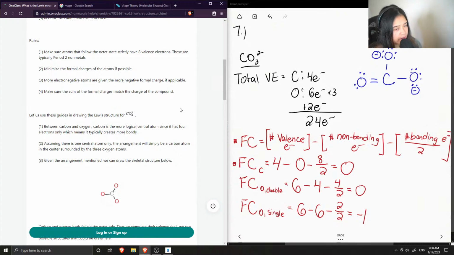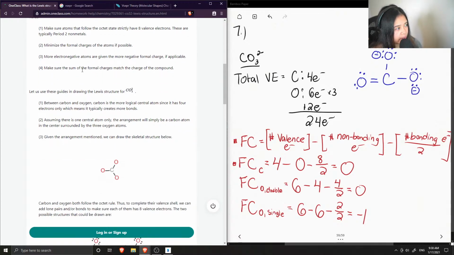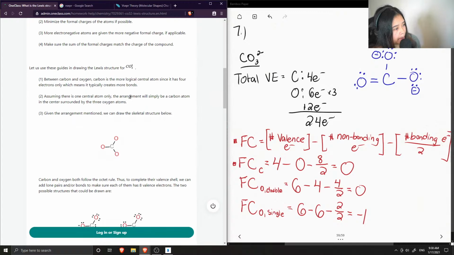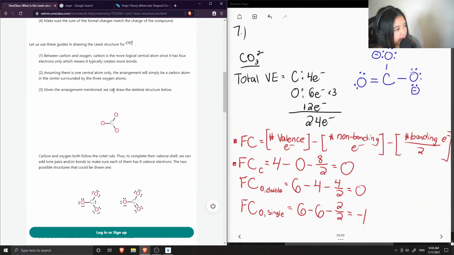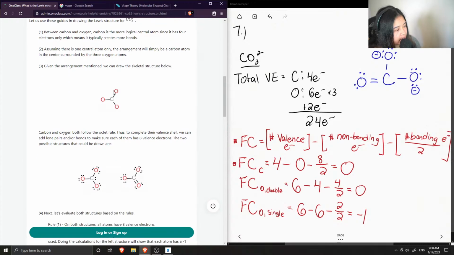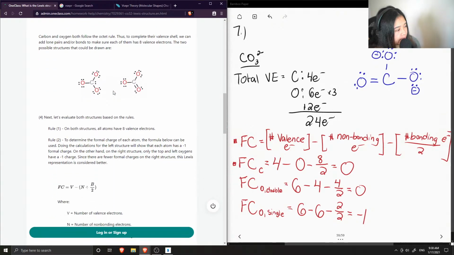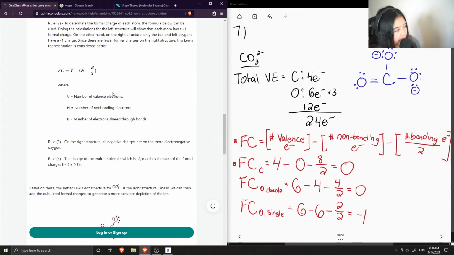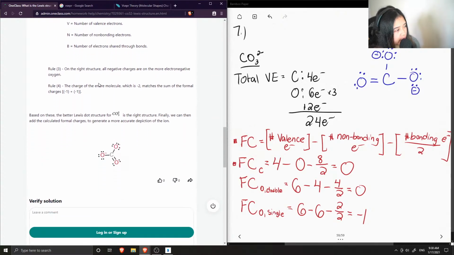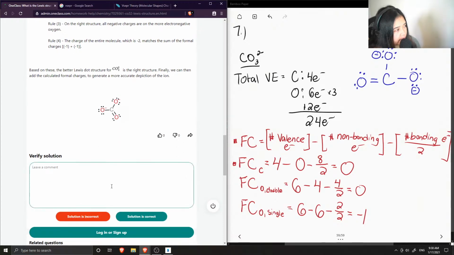So we can double check with ours. Oxygen is more electronegative than the carbon, so they also carry the more negative formal charge, which is good. Make sure the sum of the formal charges match the charge of the compound. So in our case, they do. And I think now the junior tutor shows all the steps to their answer. Okay, they have the equation for formal charge. And they have the final correct Lewis structure. So this solution is correct.